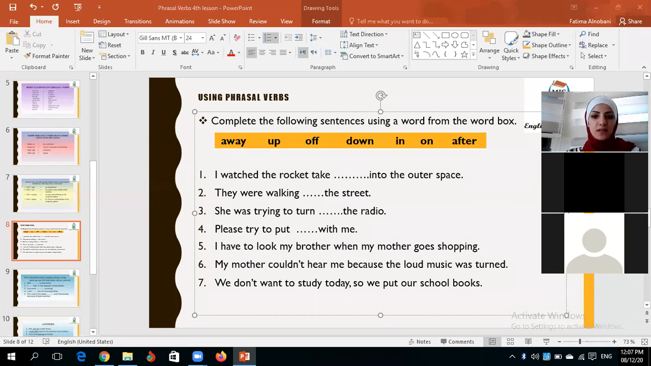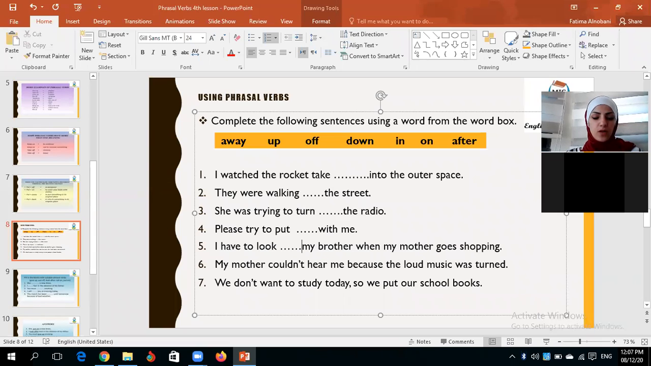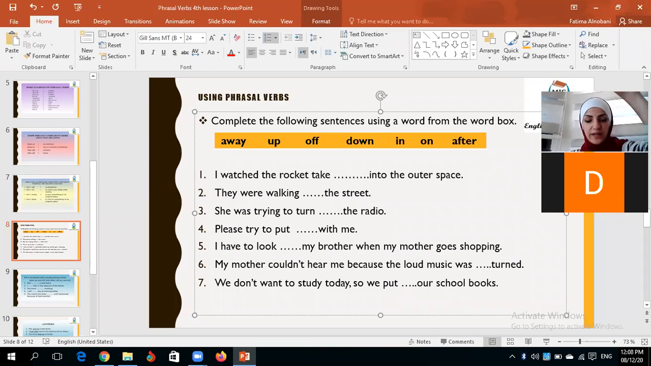I need Muhammad Mansour. Can you answer the first question for me? Yes. I watched the rocket take off into the outer space. What's the meaning of take off? Take off is to go, to fly. To fly. Good, thank you. So the first one is to take off. Is there any other word that fits in the space, or only off? No, it's only take off. Yes, I accept this answer.